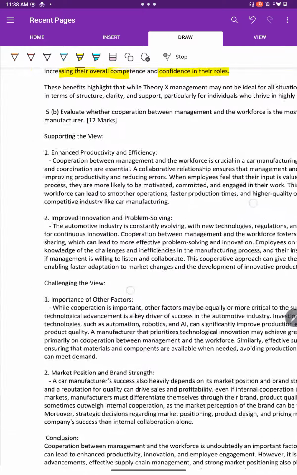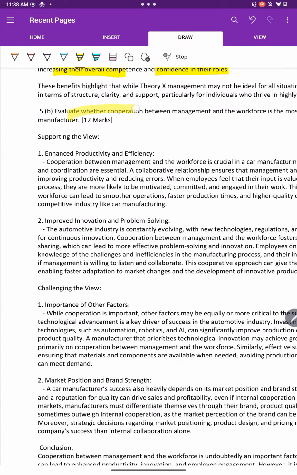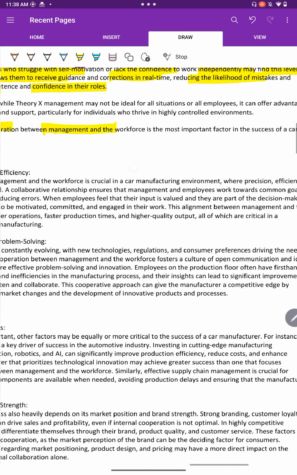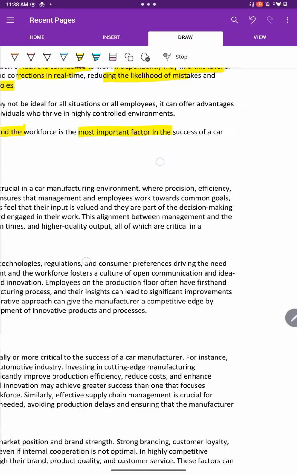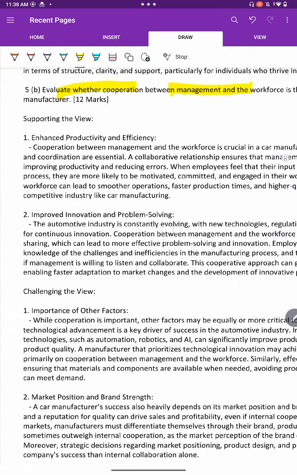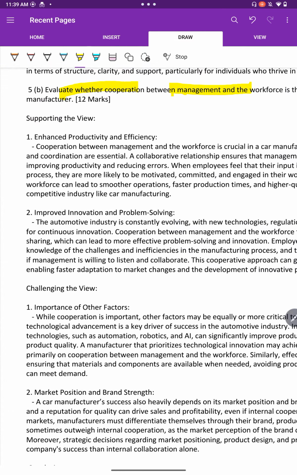So this is part B. Evaluate whether cooperation between management and workforce is the most important factor in the success of a car manufacturer. First of all, you have to support this view. As you can see, in the supporting view I have written two points, and in the challenging view I have also written two points.